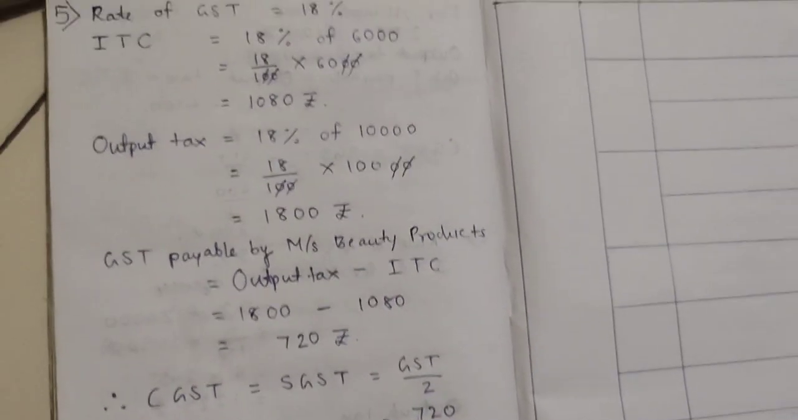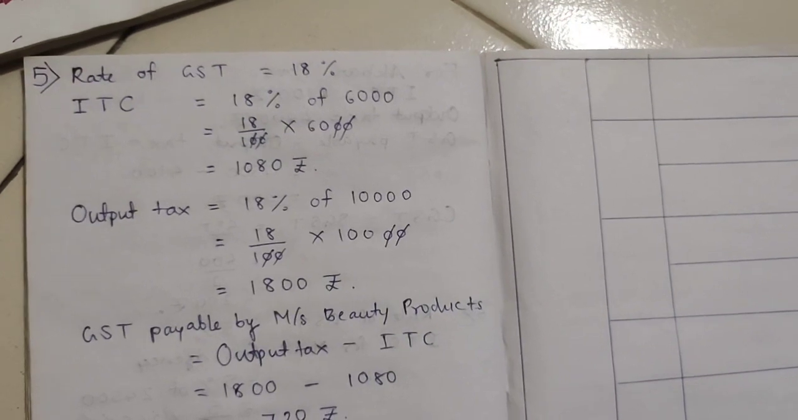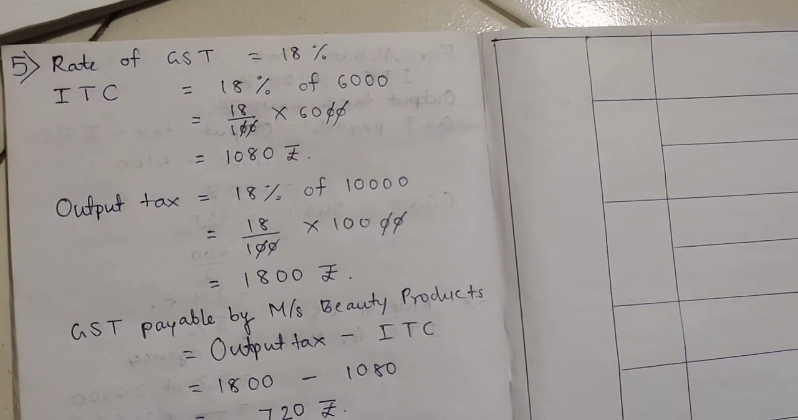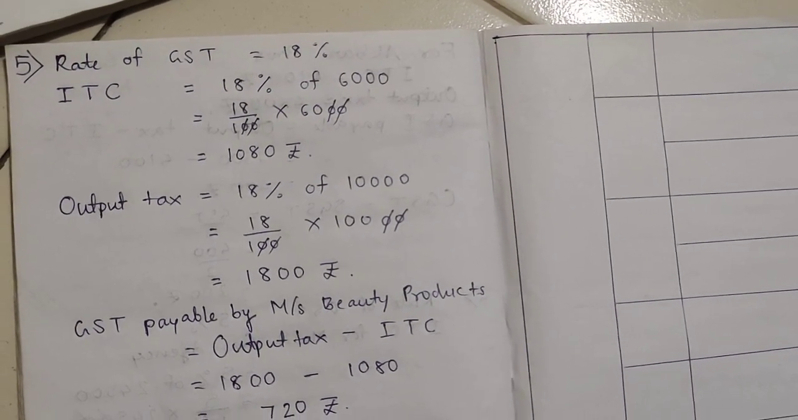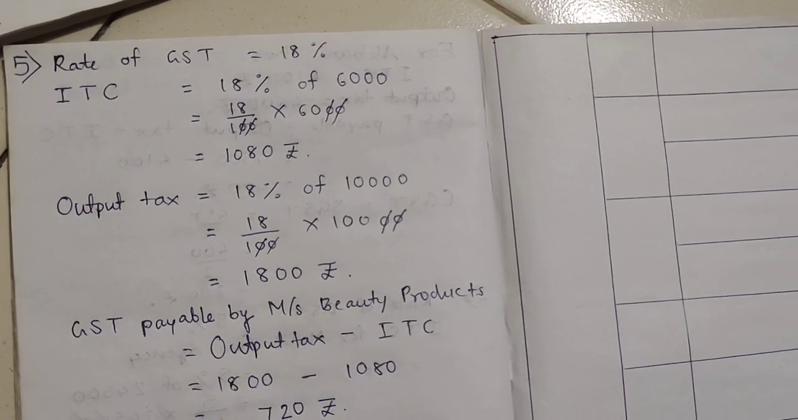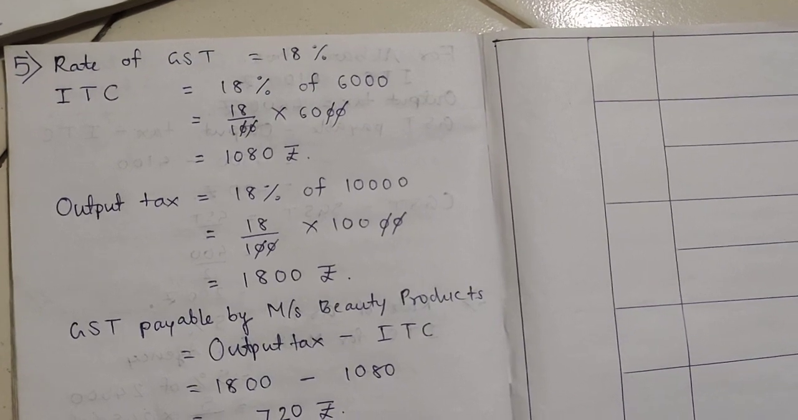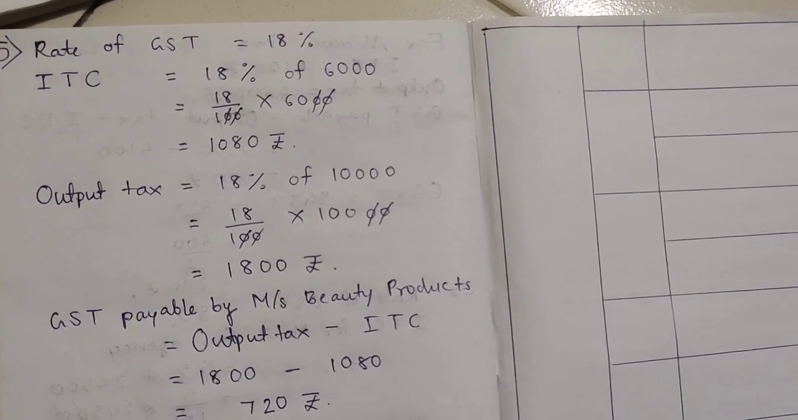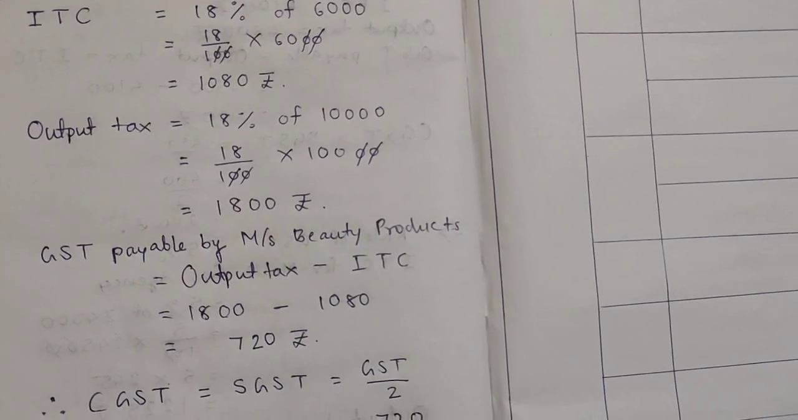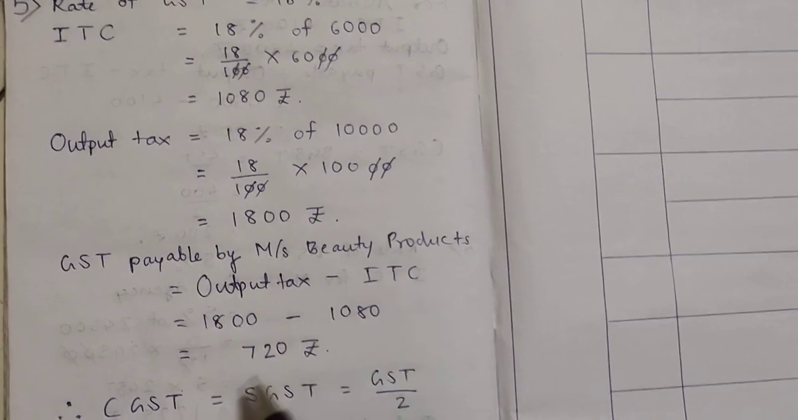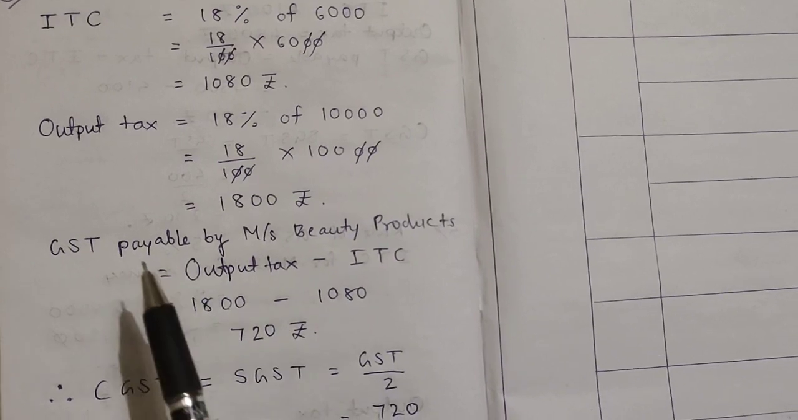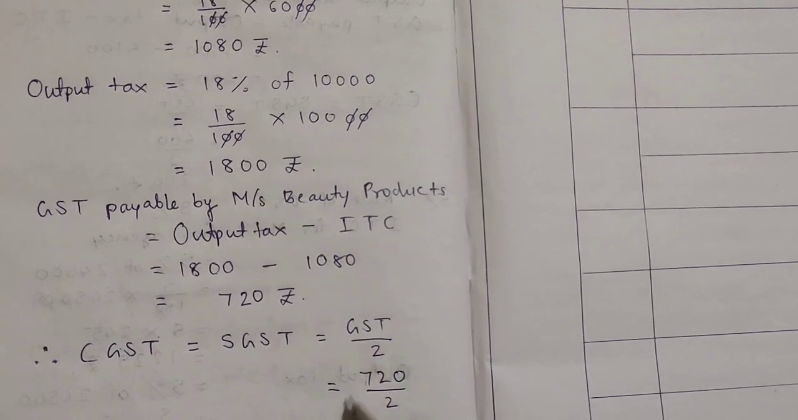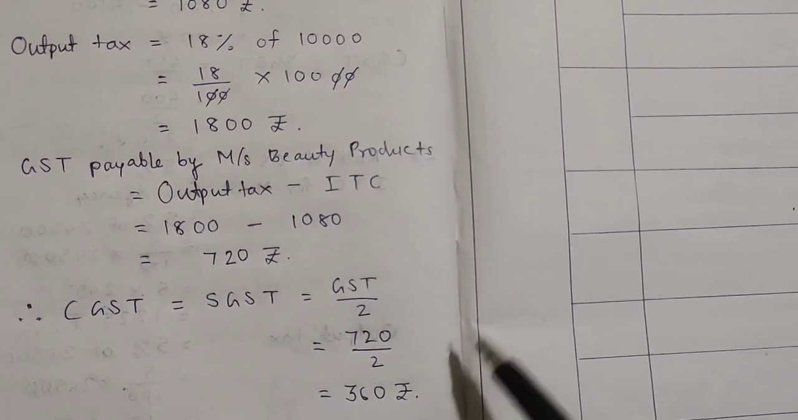Understood, students? See, first what we did, we have calculated ITC, and you know ITC is what? The amount paid at the time of purchase, means whatever you purchase, at that time whatever tax you give, that is known as ITC. And if you sell those items, whatever tax you are collecting, that is known as output tax. And you know GST payable is output tax minus ITC. And if you do this, you will get 720 rupees, that is GST. Now how to calculate CGST? So CGST is equal to SGST is equal to GST upon 2. So that is what we got, 360 rupees.